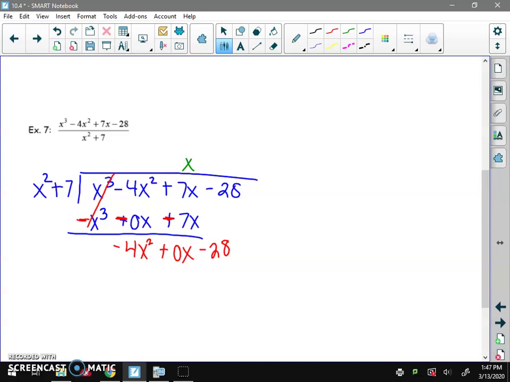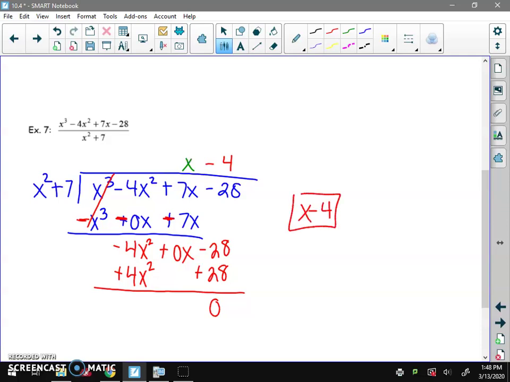Now, what do you need to multiply x squared by to get negative 4x squared? That would be negative 4. So negative 4 times x squared is negative 4x squared minus 28. When you change the signs, everything factors out and once again leaves you with a remainder of 0. So the answer is x minus 4.